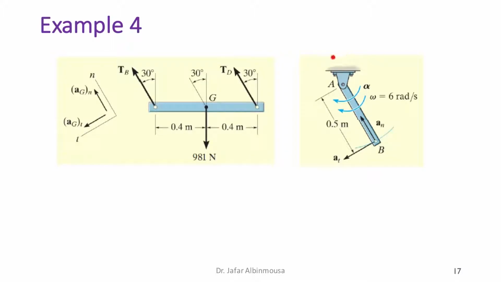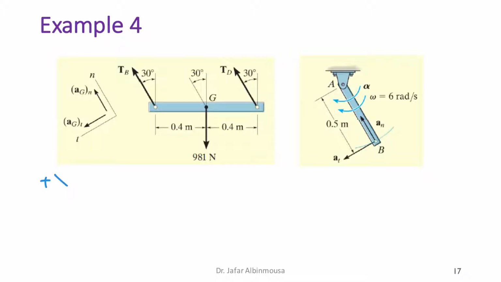For the rod here, since this is rotating, we will have point B rotating about point A, and at this point we will have two components of acceleration, tangential and normal. Omega was given as 6 radian per second. So we will start writing the equations of motion along the normal and tangential coordinates. Let's start with the normal component.